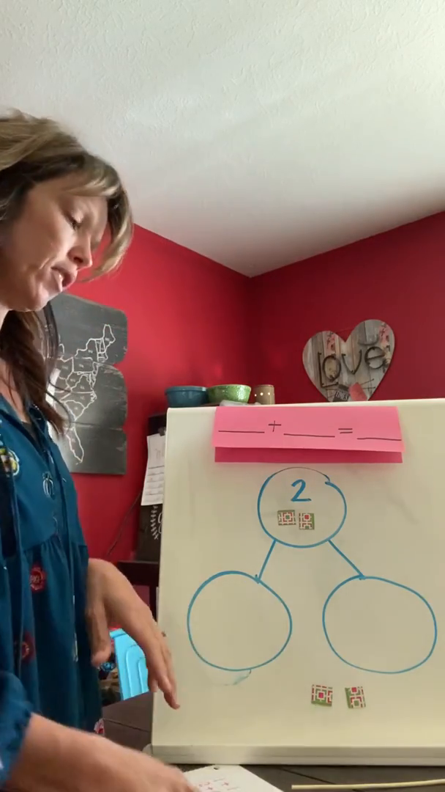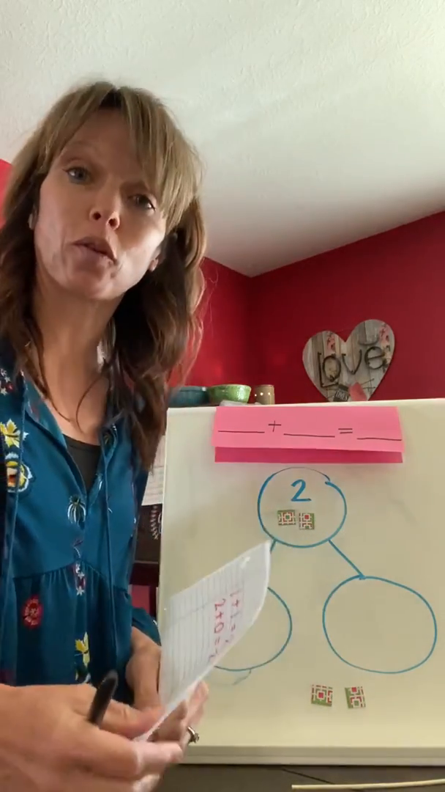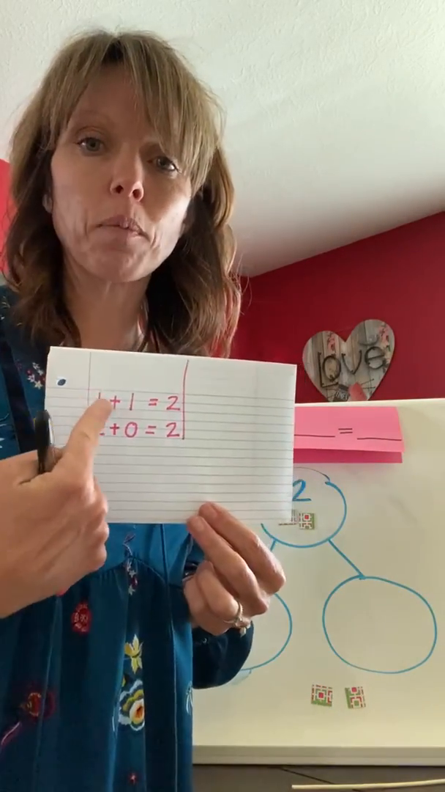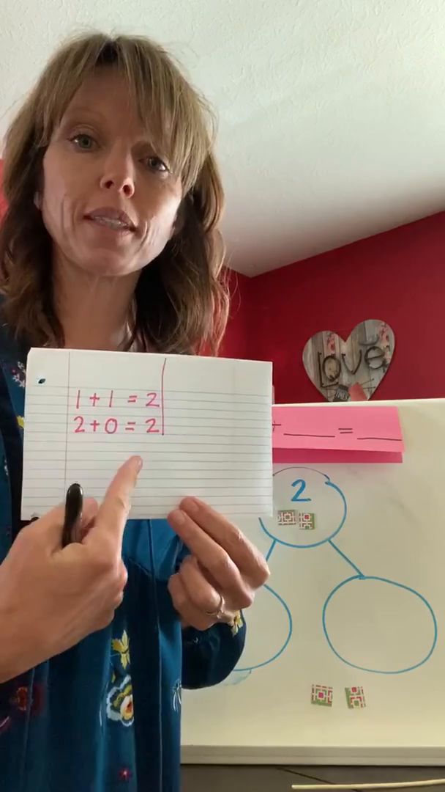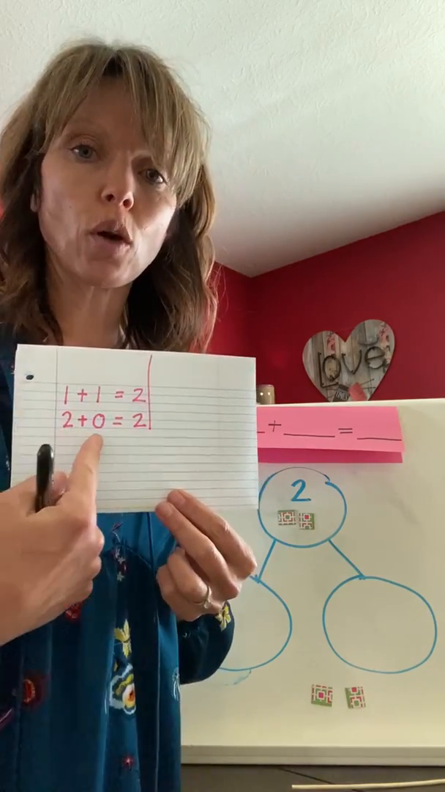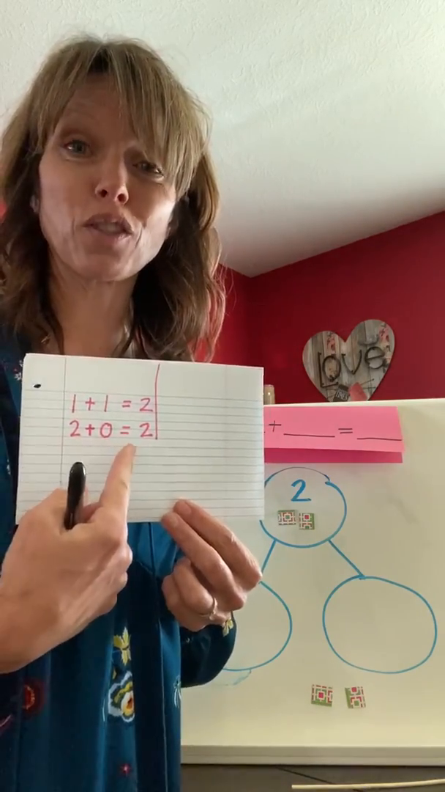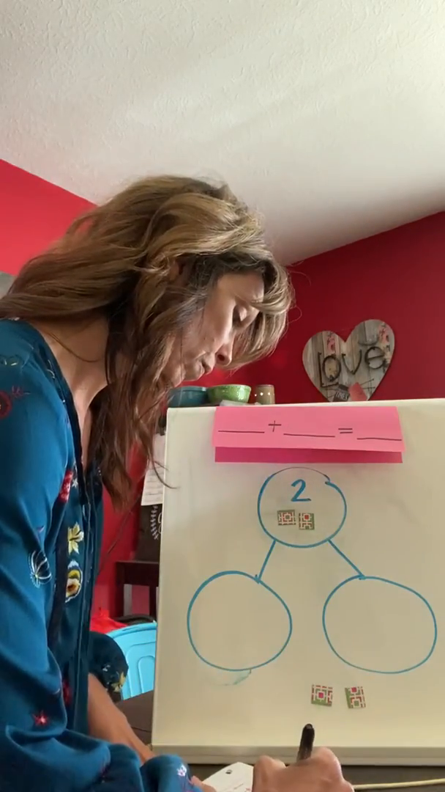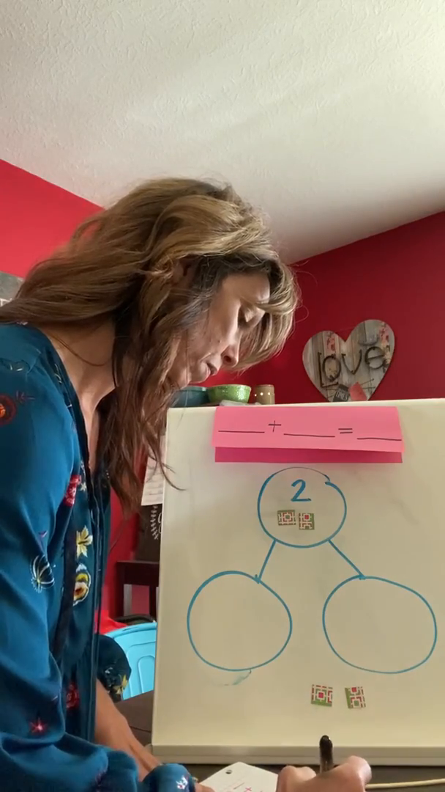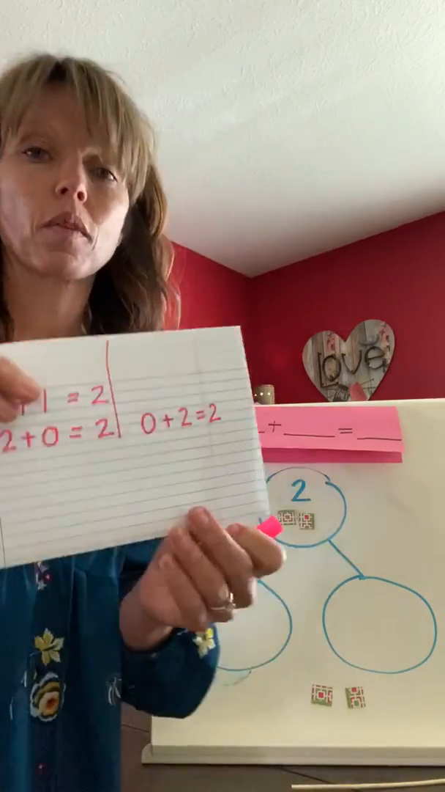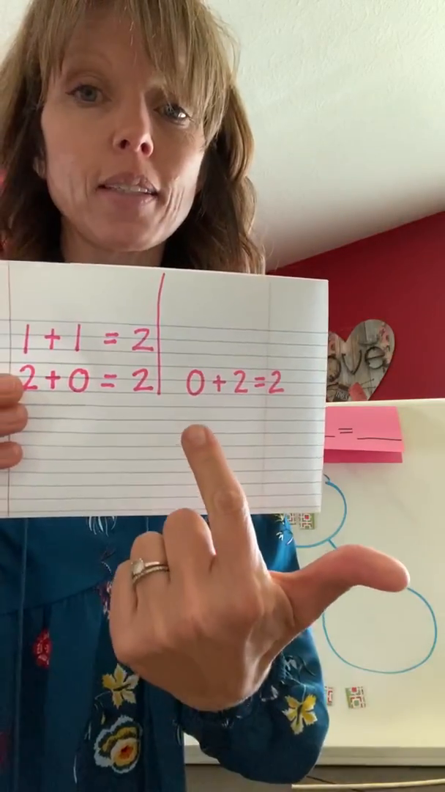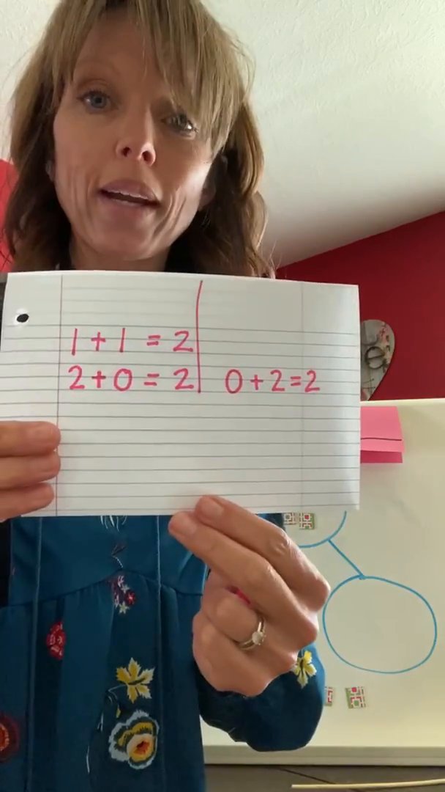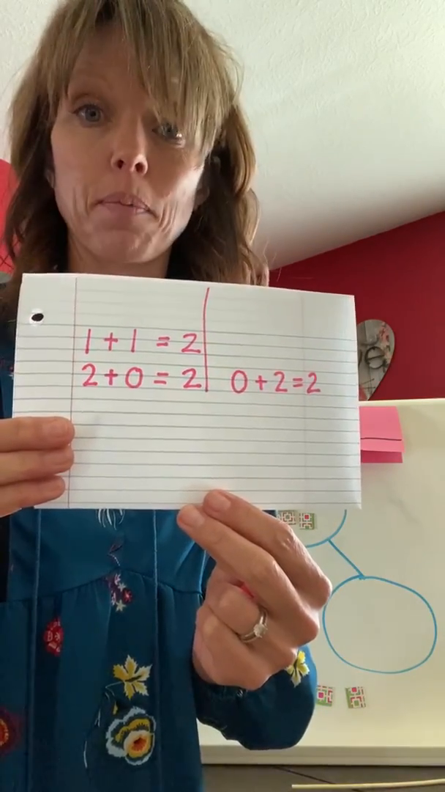Okay, so this is just a little tidbit of information that I want to show you before we move on to the number 3. So as you can see here, we have 1 plus 1 equals 2, and we have 2 plus 0 equals 2. Did you know that we could write 2 plus 0 equals 2 in a different way? We can also write it in this way, 0 plus 2 equals 2. No matter how you write it, it still is the same, okay?